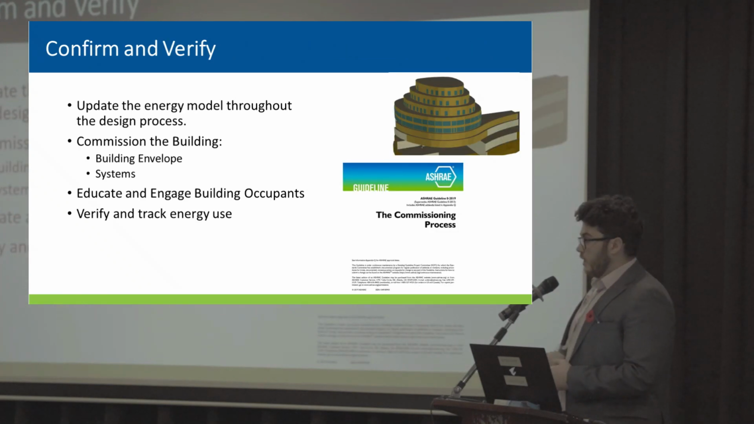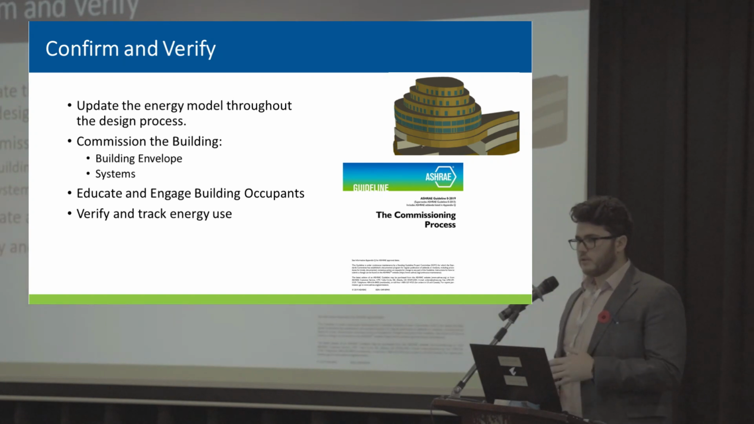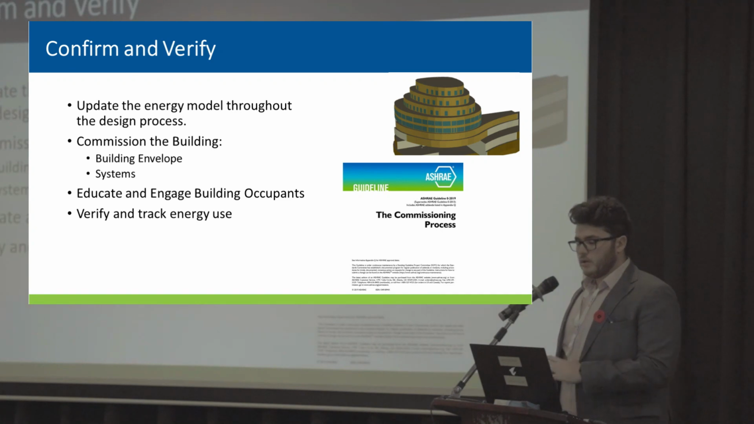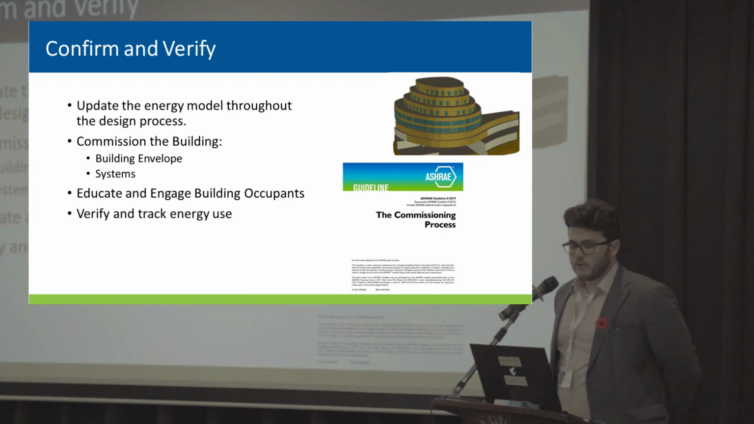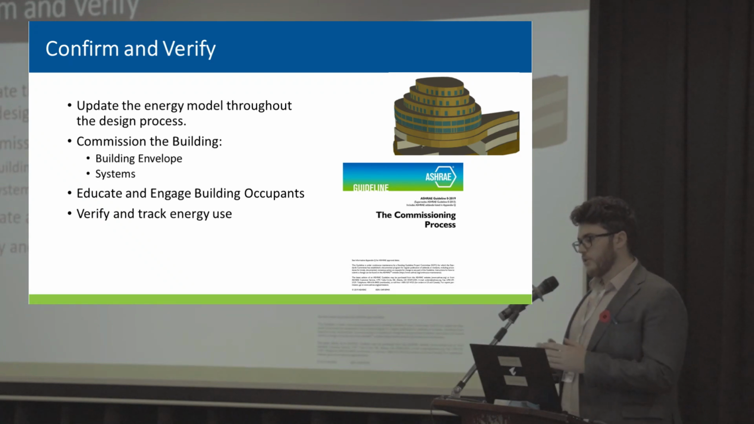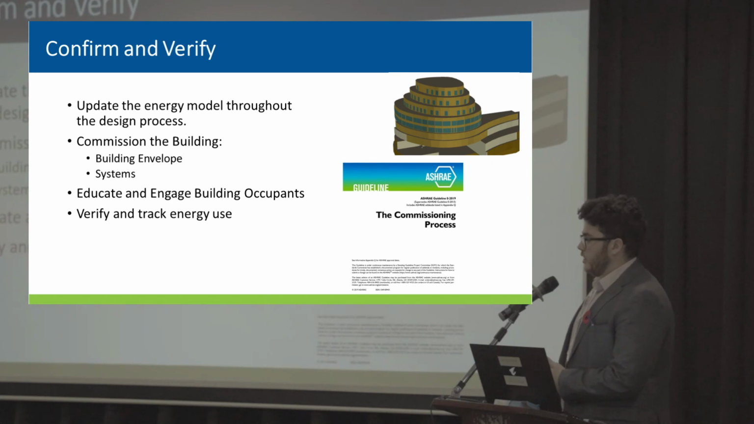And then the next process is confirm and verify. So you're updating the energy model throughout. When you finally select your systems, you're putting in the actual COPs, you're putting in the design temperatures, you're going space by space and putting in what the usage might be in that actual apartment. And you're looking at all your systems and making sure they are reaching the efficiencies that they claim on the data sheet. And a big part is educating the building occupants.